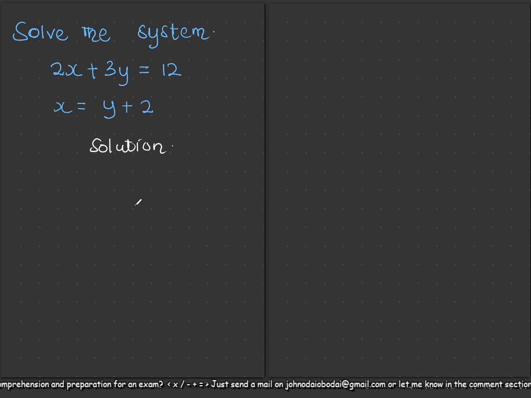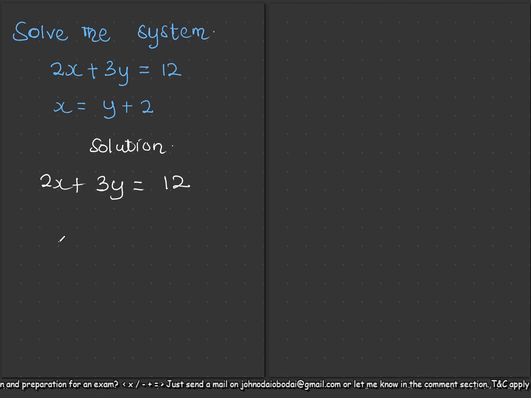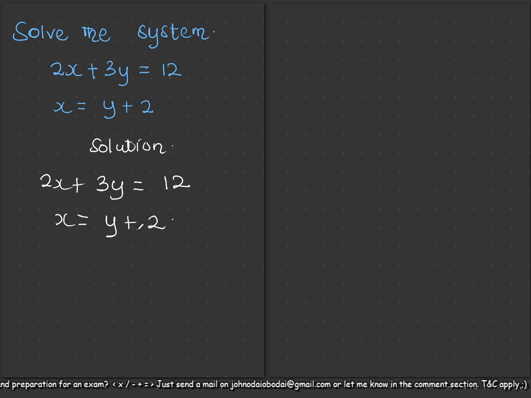Okay, so with this second question we have here, we have to solve the system 2x plus 3y equals 12, and then x equals y plus 2, right? So our solution, as usual, I would first of all name my equations. You can choose not to name it, but naming it gives you an order and helps you to know what you are doing. So this here is my first equation, equation 1, and this is my equation 2.